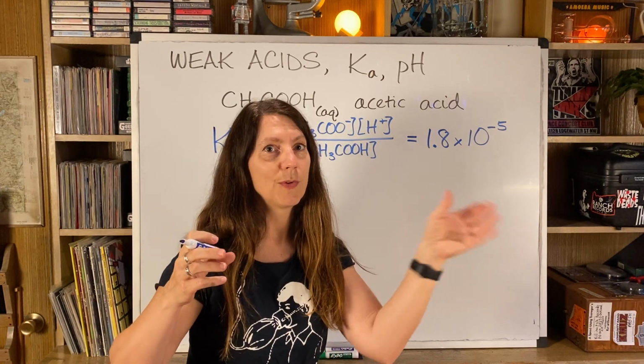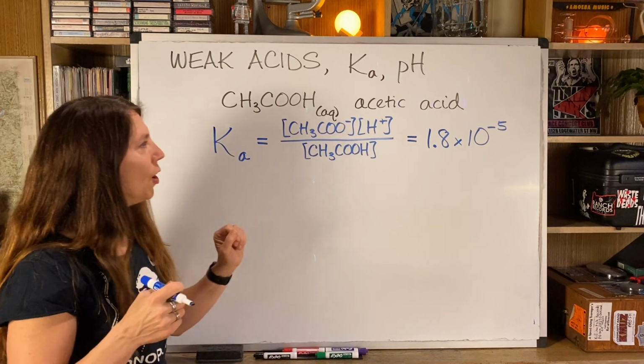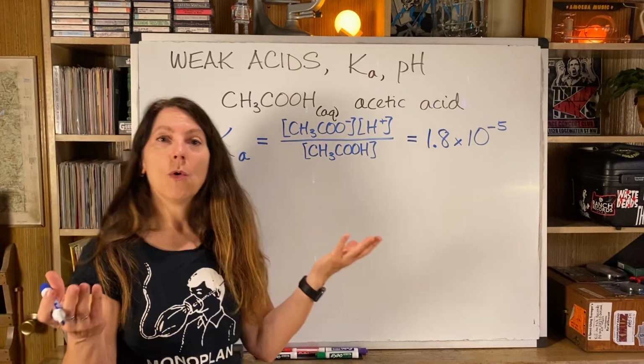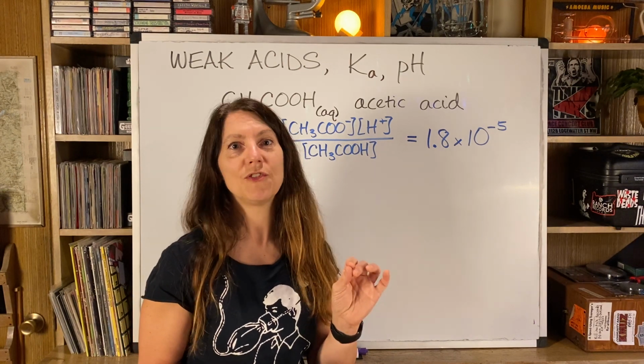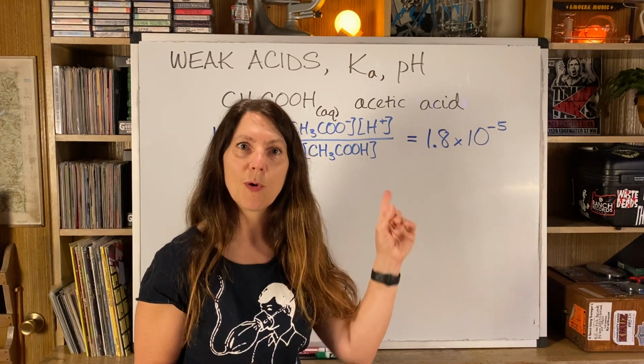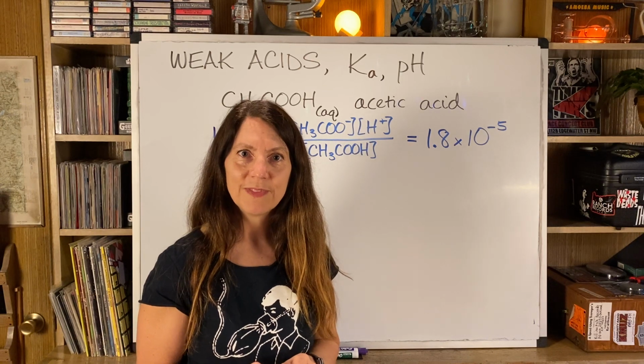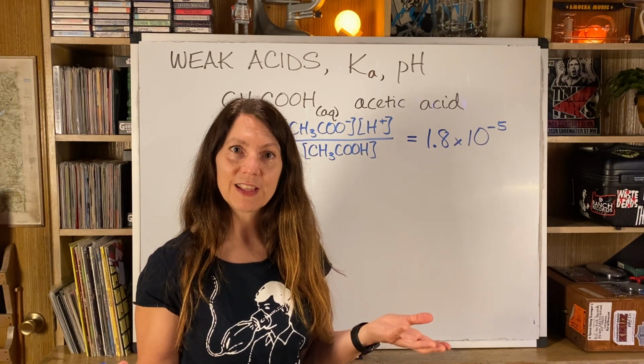We're only getting a few of those ions breaking apart. Okay, what else can we do with this? Well, we could find out exactly what the pH would be expected to be for a solution of acetic acid. So let's see how we can do that kind of calculation.